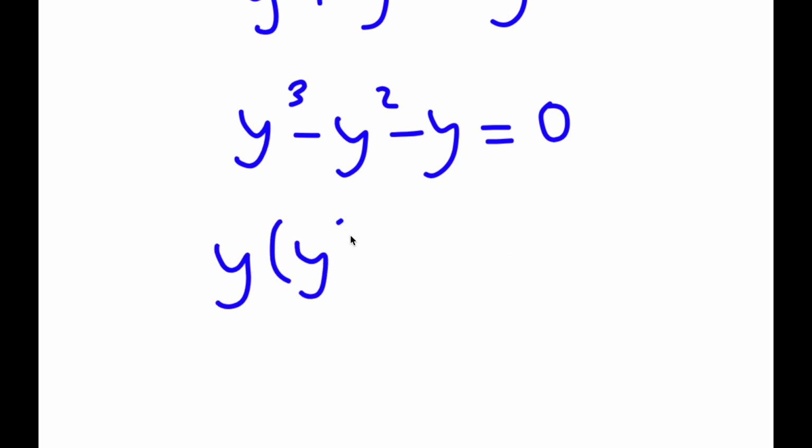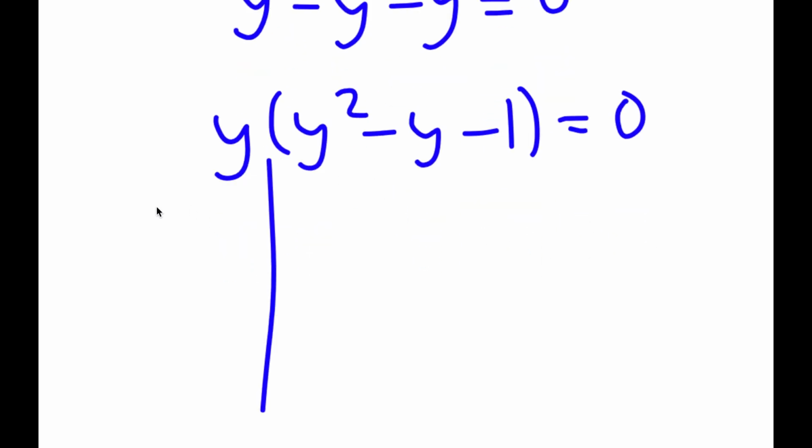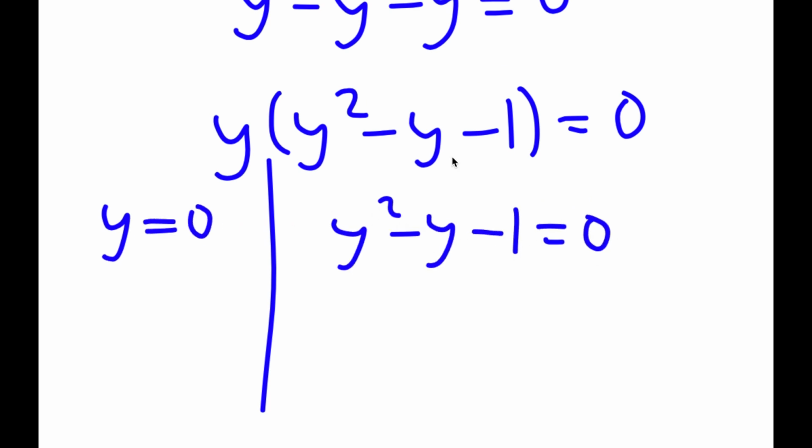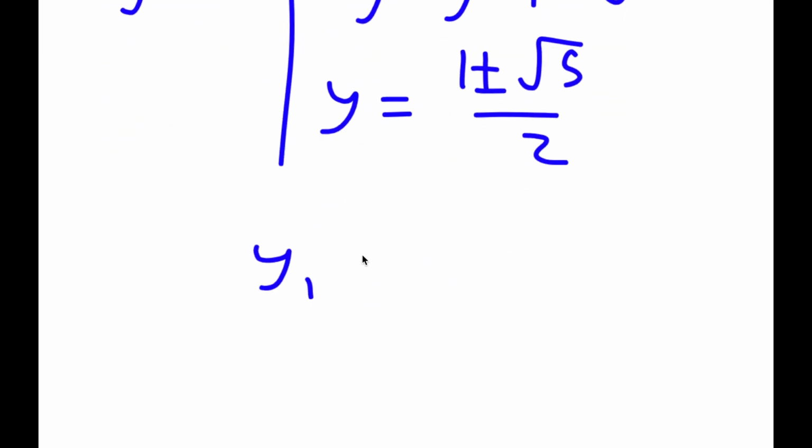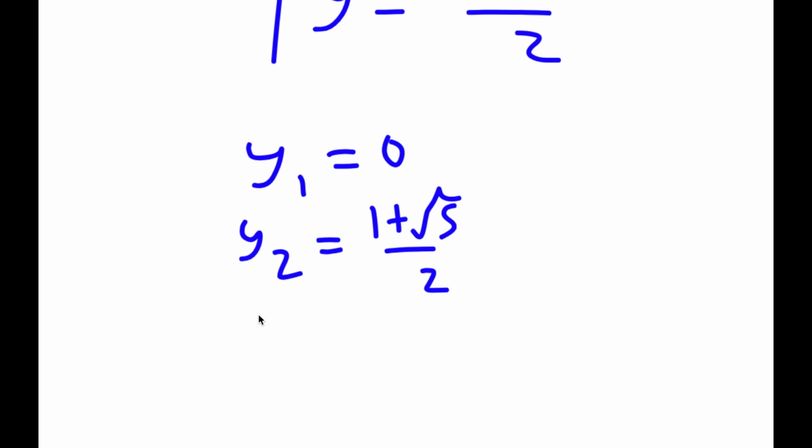Now if I factor out y, I get y times (y squared minus y minus 1) is equal to 0. So this gives me two equations. I get y equals 0 and y squared minus y minus 1 is equal to 0. For y squared minus y minus 1 equals 0, I'm going to use the quadratic formula. If you do end up doing it, you should get y is equal to (1 plus or minus the square root of 5) over 2. So my solutions for y are 0, (1 plus the square root of 5) over 2, and (1 minus the square root of 5) over 2.